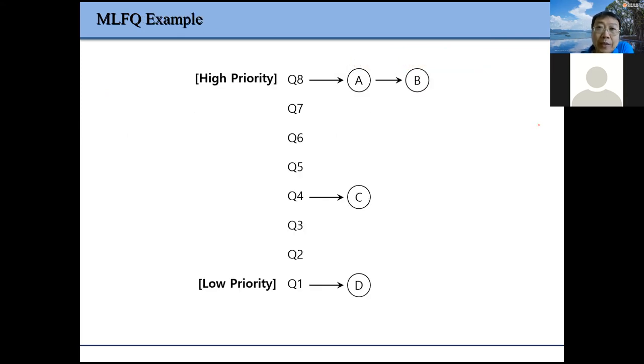This example shows, at a particular level, suppose we have an eight level queue. You can see Q1 to Q8 here. Then at a particular level, we may have jobs A, B, C, D, based on first in, first out. At this moment, if we want to do scheduling, we should schedule B to run, something like that.